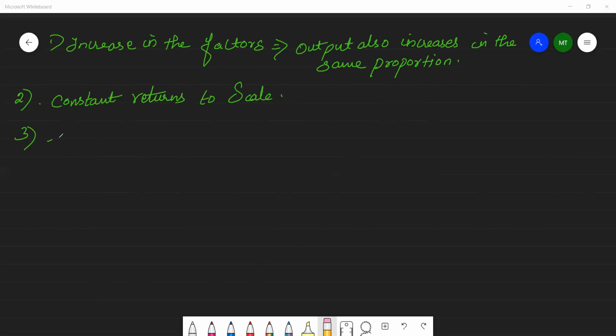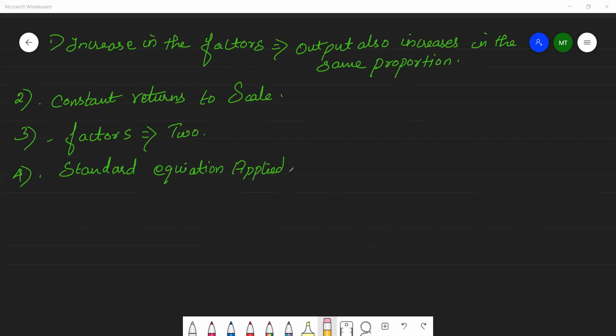Third, the Cobb-Douglas production function considers only two factors. Fourth, it is a standard equation applied to describe how much output can be made with the capital and labor inputs.